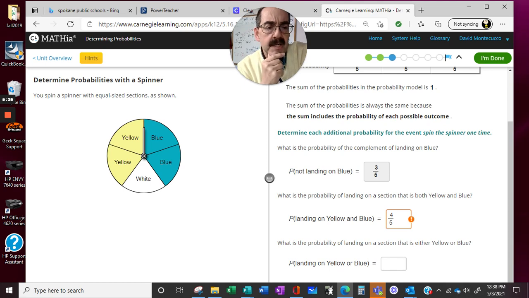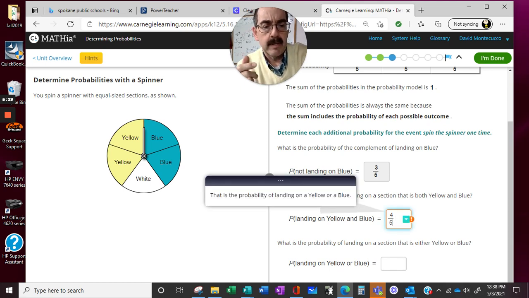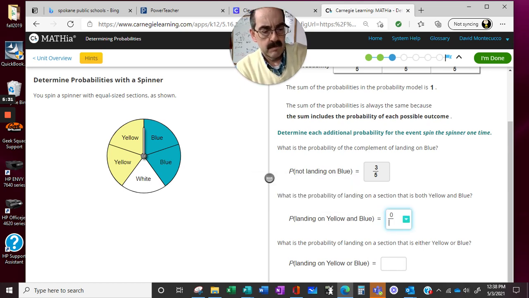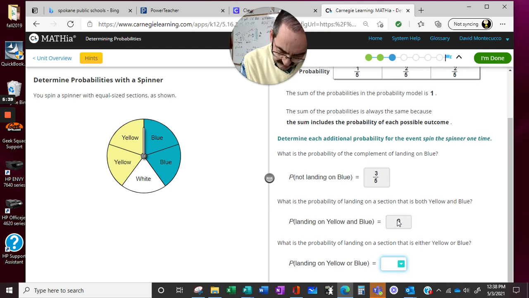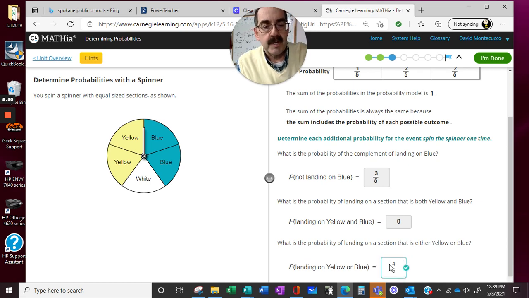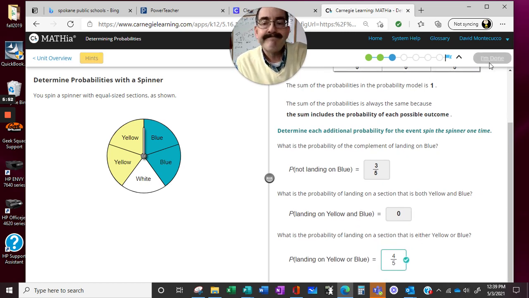Probably the intersection that is both yellow and blue. Well, there's none of them then. Okay, you can't have both. Okay. And statements, or statements. Yellow or a blue. So there's the 4 of the 5. So I did them backwards. My bad.